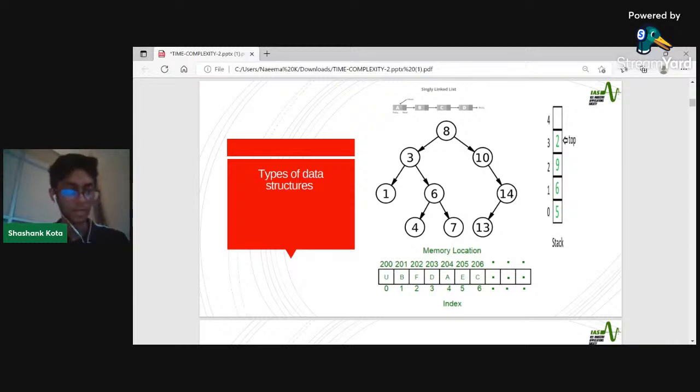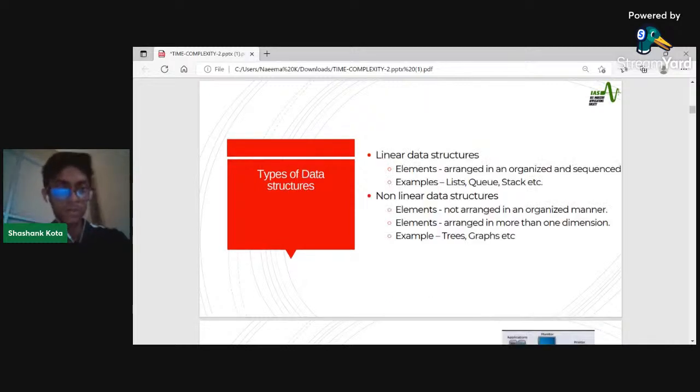So now let's get into the types of data structures. So there are two types I mentioned in the earlier slide, linear and nonlinear. So linear data structures are the type of data structures where the elements in it are arranged in an organized and sequenced manner. So some of the examples are list, queue, and stack. A real life example can be bank and movie counters where people stand in queues to collect tickets.